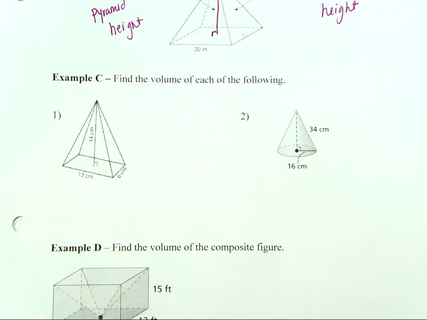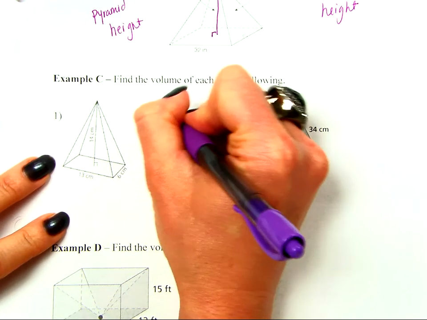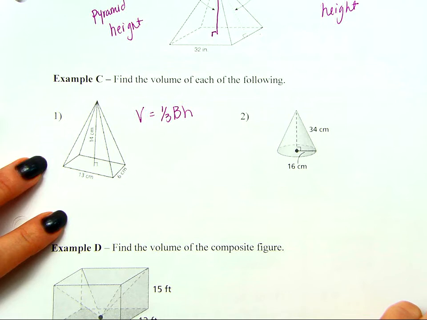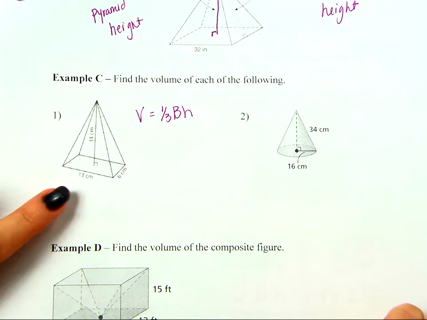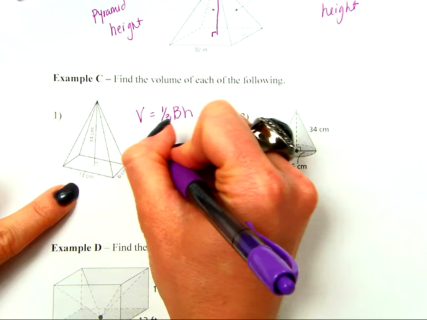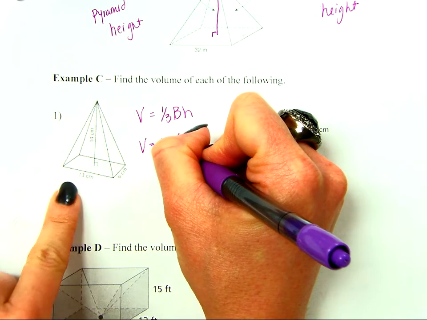Example C, we're going to do a little bit of calculating. Well, my volume here, 1/3 capital BH. I have to ask myself about the shape of my base. In this case, the shape of my base is a rectangle. And so I know rectangle is length times width, or base times height.